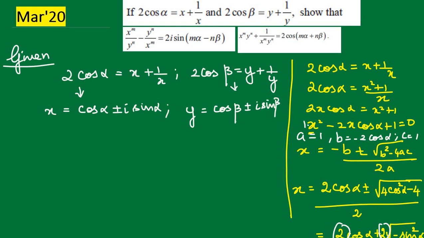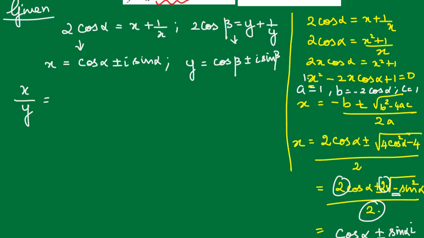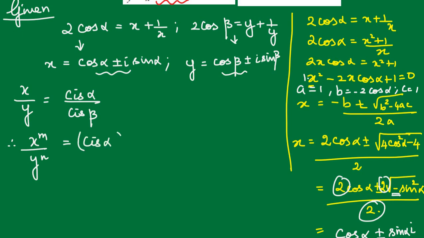Now the question is very simple. We are asked to find x^m/y^n minus y^n/x^m is equal to 2i sin(mα − nβ). Now for alpha, we take only the positive root from both the equations, so I write it as cis α divided by cis β. Therefore, I want the value for x^m/y^n, which is equal to (cis α)^m divided by (cis β)^n, which is equal to cis mα divided by cis nβ.